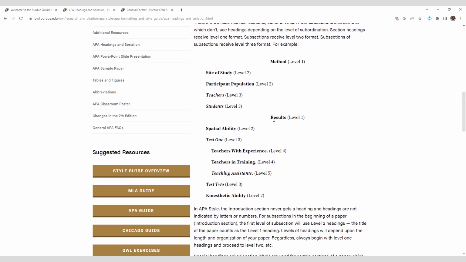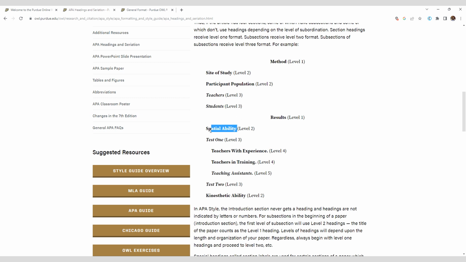We've got 2 main sections of this paper here. This is just an outline, but we've got method and results. Within method, we've got 2 subsections: site of study and participant population. And then within participant population, we've got 2 subsections within. For each section that's at the same level, the headings are the same. So we're seeing this level of heading for these larger sections, and these could even be as small as paragraphs, teachers and students, or just smaller subsections.